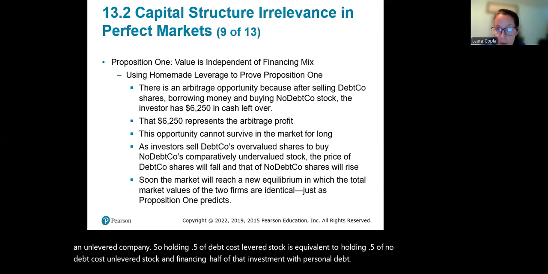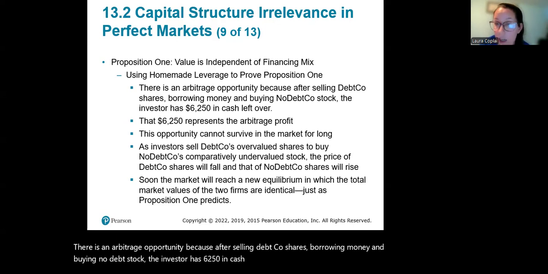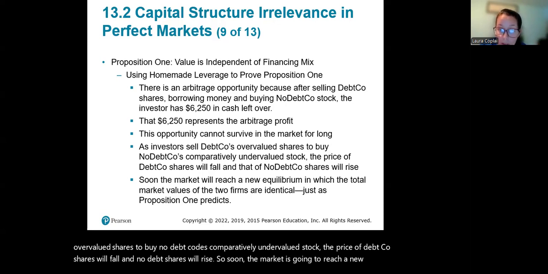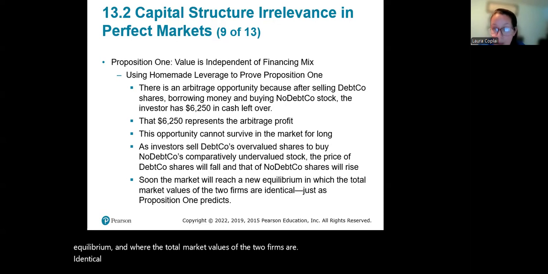There is an arbitrage opportunity because after selling Debt Co. shares, borrowing money, and buying No Debt stock, the investor has $62.50 in cash left over. That represents the arbitrage profit. This opportunity cannot survive in the market for long. So as investors sell Debt Co.'s overvalued shares to buy No Debt Co.'s comparatively undervalued stock, the price of Debt Co. shares will fall and No Debt shares will rise. So soon the market's going to reach a new equilibrium where the total market values of the two firms are just identical, just as Proposition 1 predicts.